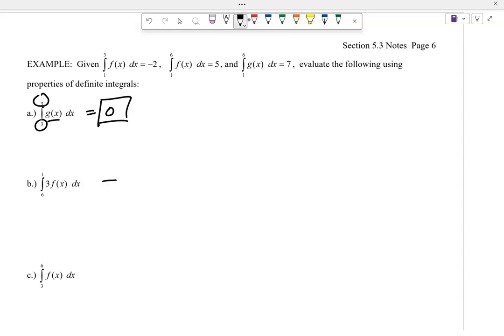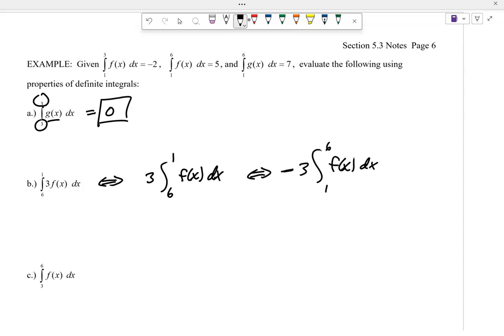The second one, I would go ahead and put that 3 out front. Now it's 6 to 1. I don't want 6 to 1. So I want it 1 to 6. So I got to put a negative out front. I already have the 3, and then I can switch it from 1 to 6. So I have negative 3, 1 to 6. Now notice the integral from 1 to 6 of f of x dx. See how that's equal to 5? So this is just negative 3 times 5. So we've got negative 15 on that one.